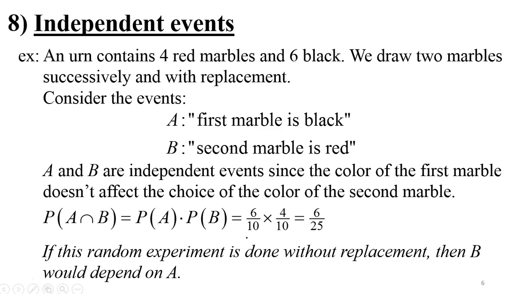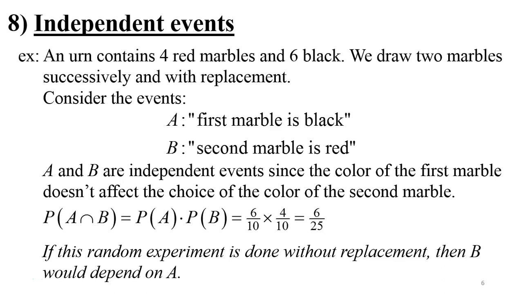Okay, so in this example, we have an urn that contains 10 marbles in total, out of which 4 are red and 6 are black. And we draw 2 marbles successively and with replacement. So over here, we're not drawing the marbles simultaneously, we're drawing them successively, one after the other. And it's with replacement, which means that when I draw the first one, I note its color and I put it back in the urn.